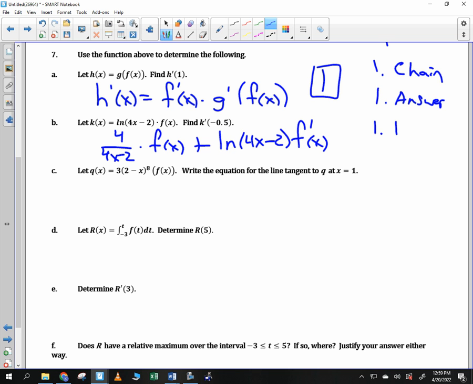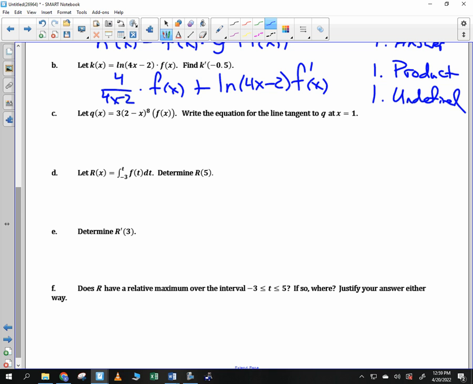So 1 point if you use the product rule, and then 1 point if you got the answer, and the deal is it's an undefined result. So if you came up with an undefined result, or a no solution, or slope doesn't exist, that would be correct in that scenario. I don't think you're going to see that. I just wrote a bad problem.